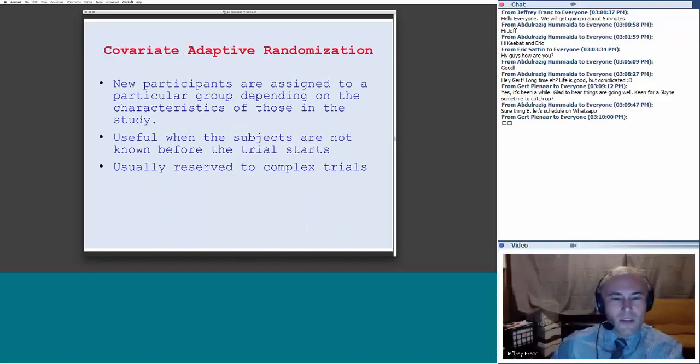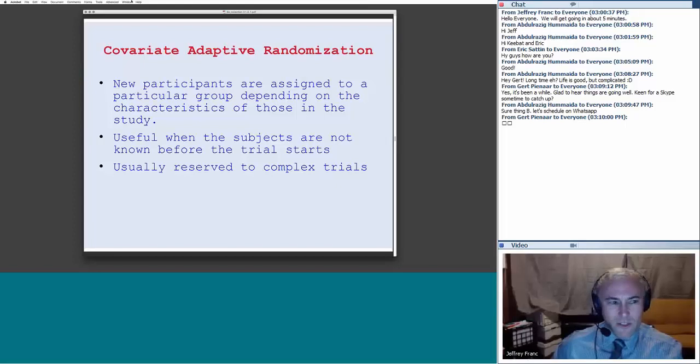And the last thing I'm going to just mention in passing, I don't think we need to use this, is covariate adaptive randomization. You might see this written. It's useful mostly in big, rather complex trials. This is where new participants are assigned to a particular group depending on the characteristics of those in the study. Basically, you're adapting your randomization to the people that are already in there to make sure that the groups remain balanced for some covariates. Okay. You won't see this very often.